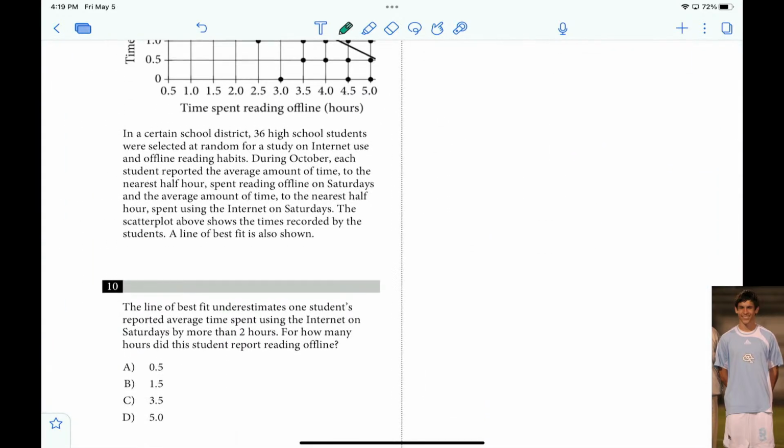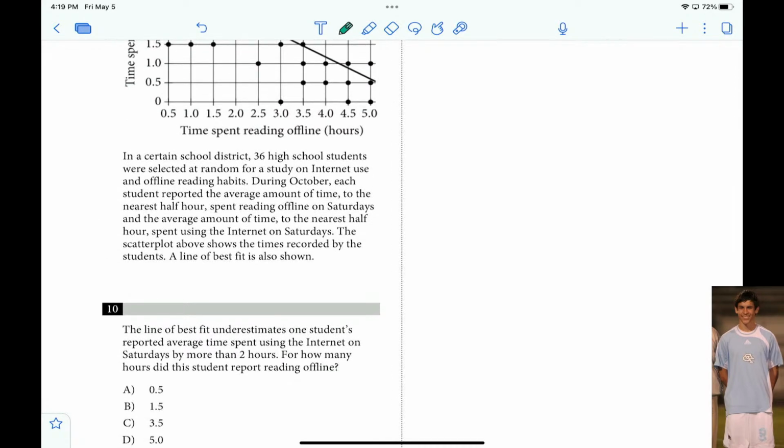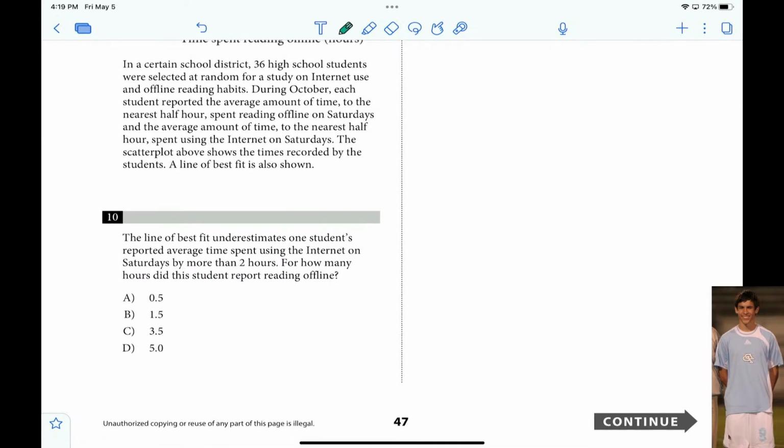All right. So number 10. I'm not going to read all this stuff. Normally, I would say to read it, but I don't want to.